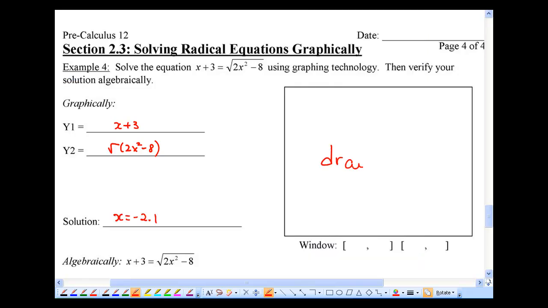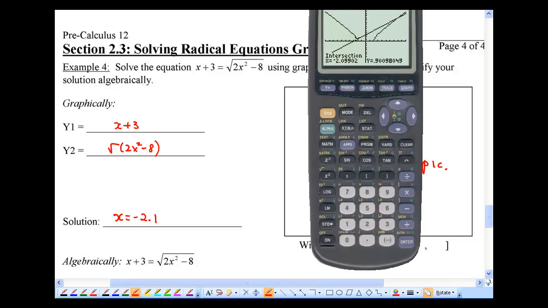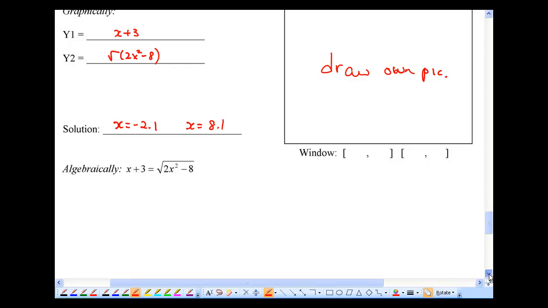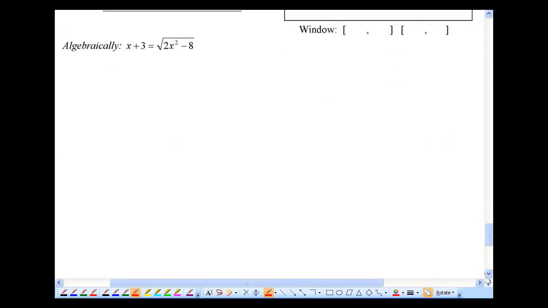By the way, you draw your own picture. You will need to draw a picture on the test. It's like showing your work. 8.09, 8.1. Okay. All right, those are the solutions graphically. Now go ahead and try to do them algebraically.